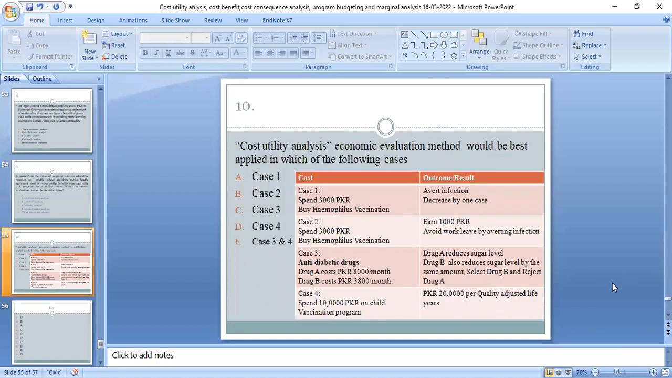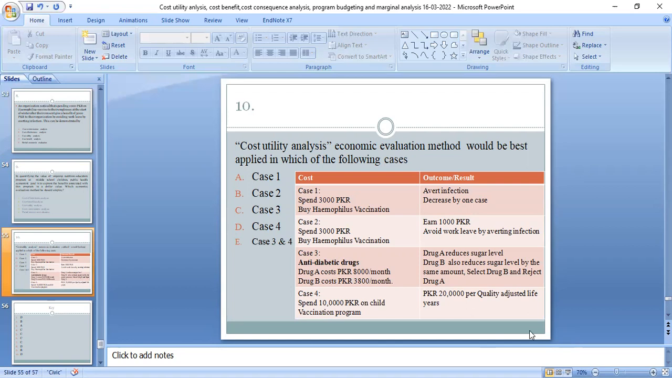10th MCQ: cost utility analysis economic evaluation method would be best applied in which of the following cases? Case one: the input is in monetary value, while the outcome is averting infection, decreased by one case. Case two: the input is in monetary value, while the output, 1000 Pakistani rupees, is also in monetary value. Case three: antibiotic drug A costs Pakistani rupees 8000 per month, but drug B costs Pakistani rupees 3800 per month, and drug A reduces sugar level, drug B also reduces sugar level by the same amount. Select drug B and reject drug A. Case four: spent 10,000 Pakistani rupees on child vaccination programs and the output is 20,000 Pakistani rupees per quality adjusted life year. Which is the cost utility analysis in all of these cases?